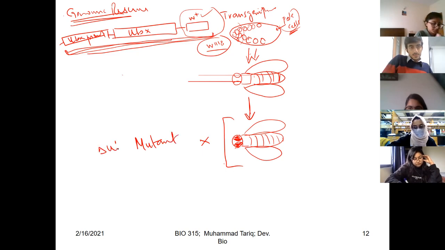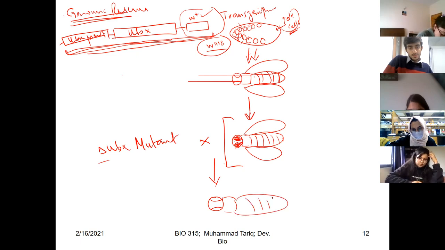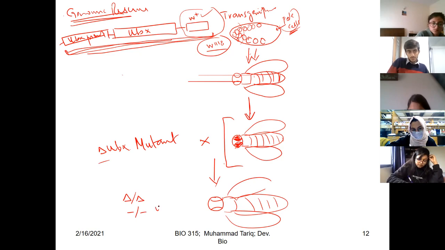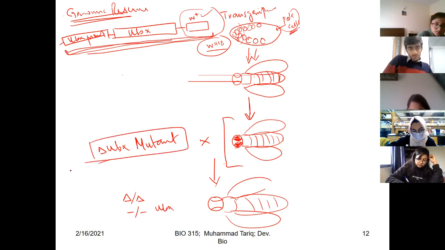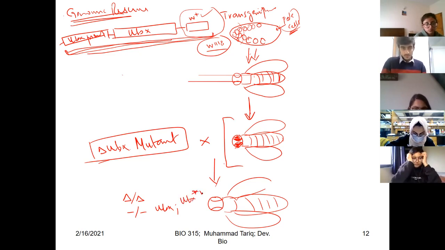Let's say what we assumed as UBX mutant. And in the mutant, we will see if our transgene is there. We will select flies with our transgene. What we will try to do is have delta delta, which means minus minus UBX. Our mutant is homozygous, together with our transgene, which is, you can say, UBX, UBX promoter, whatever name you give to this transgene.